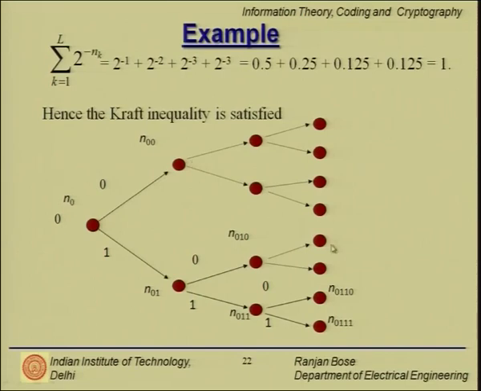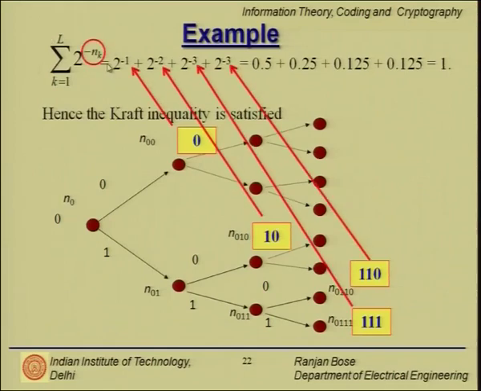So, within this binary tree, we have constructed a prefix code having 4 code words, and they are 0, 10, 110 and 111. So, length equal to 1, length equal to 2, 3 and 3. If you substitute this in the Kraft inequality, we substitute the lengths n k: 1, 2 for the second one, 3 and 3, we add it up, and you get 1. So, the inequality is satisfied.